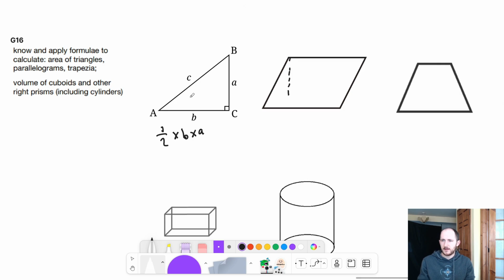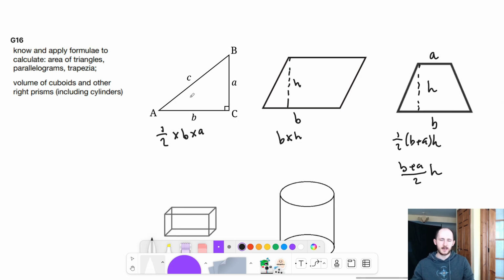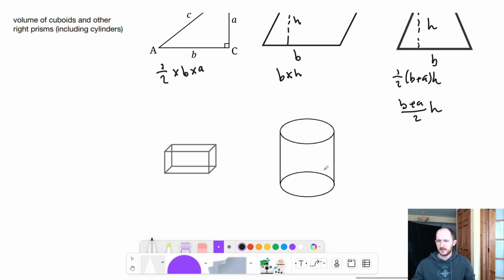Parallelogram, you use the base and you times it by the vertical height, not the slanted, the vertical, and that's just going to be B times H. For a trapezium, again, you need the vertical height, not a slanted length. And then you have the two parallel sides. It's going to be a few different ways you can write it. This is my preferred method. But some people write B plus A over 2 times H, which is also technically correct because they're the same thing.